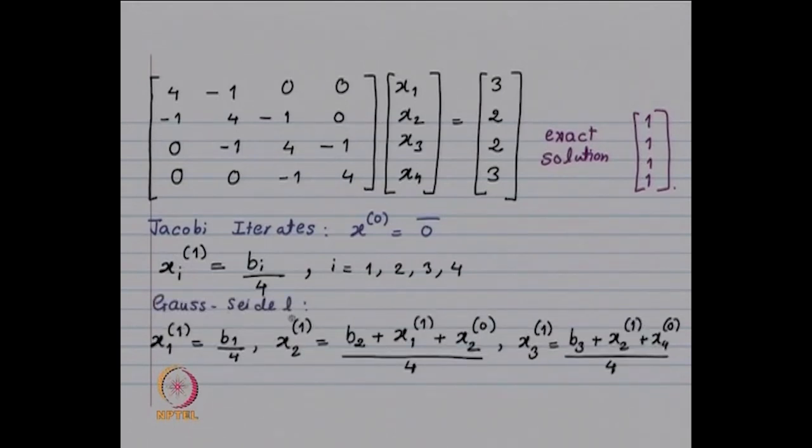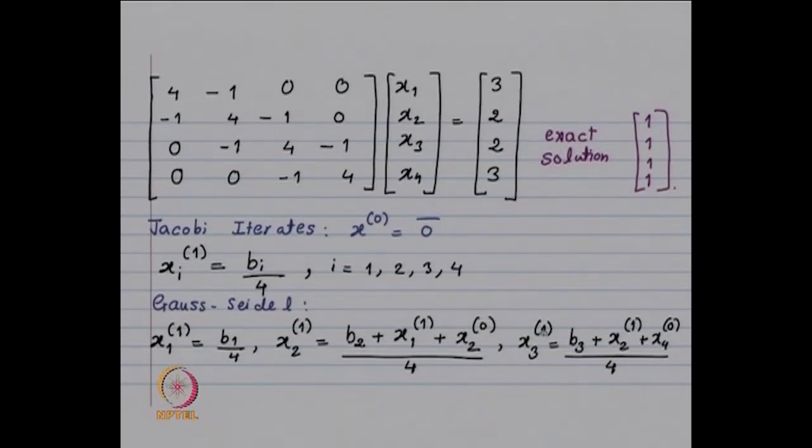In the case of Gauss-Seidel iterates, for the Jacobi you had x i 1 is equal to b i by 4, i is equal to 1 2 3 4. In the case of Gauss-Seidel, the first component x 1 1 is going to be b 1 by 4. When you calculate x 2 1, this x 2 1 will be equal to b 2 plus x 1 1 plus x 2 0 divided by 4. So, now whatever is the recent value of x 1 1, that we are using. For Jacobi, what we did was, it was all zeros. So, our x 2 1 was b 2 by 4, whereas here x 2 1 will be b 2 plus x 1 1 by 4, because x 2 0 will be 0.